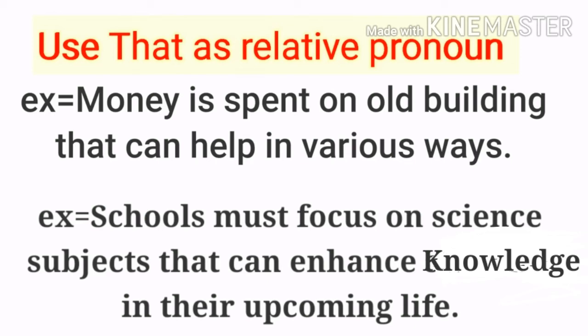Second example is schools must focus on science subjects that can enhance knowledge in their upcoming life. Schools is our noun and that is the relative pronoun. We use enhance as a verb and knowledge as an object. We do not use commas when using that as a relative pronoun. You must remember this thing.